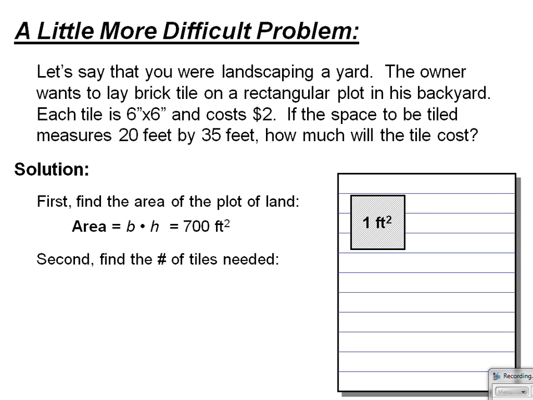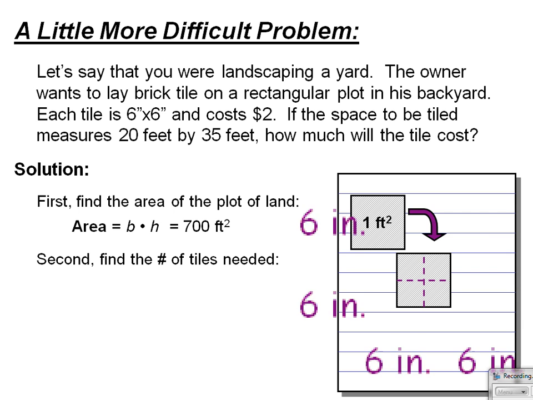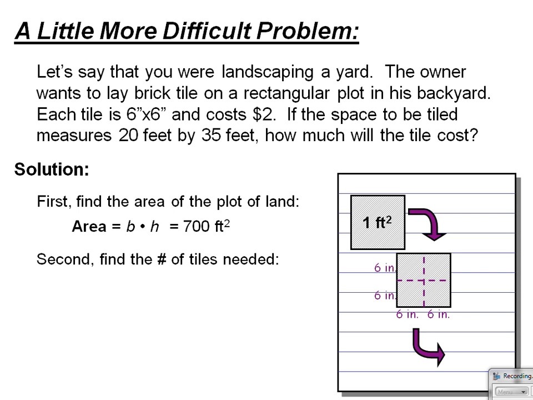Well, here's a square foot, and let's figure this out on paper now. We can segment that up. We know that a square foot is a foot length and a foot height. But since each of our tiles are 6 inches by 6 inches, let's divide up this foot by foot square into 6 inch by 6 inch squares. And you'll notice that exactly 4 6 by 6 inch tiles actually fit into a square foot. So for every square foot, we're actually going to need 4 6 by 6 inch tiles.